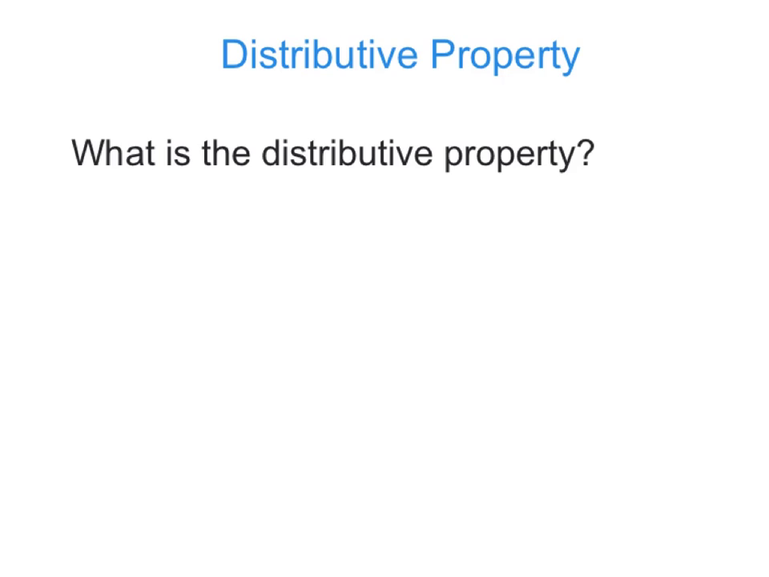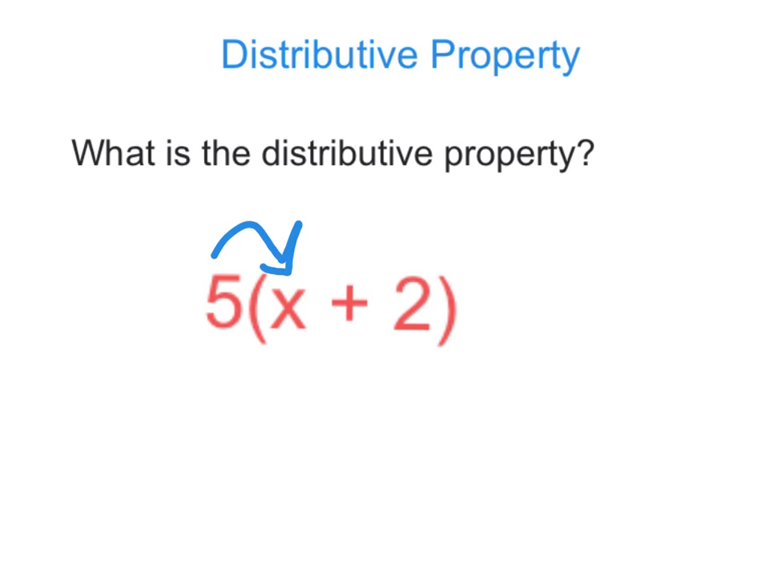What is the distributive property? The distributive property lets you multiply a sum by multiplying each add-in separately and then adding the products. What does this mean? When we have a problem like this, we're going to take the number on the outside of the parentheses and distribute it to the x and the 2. So it's going to hop to the x first and then the 2 to multiply.